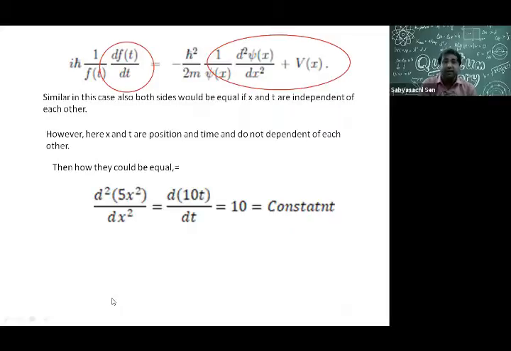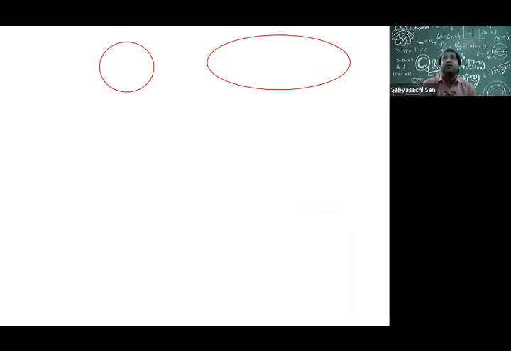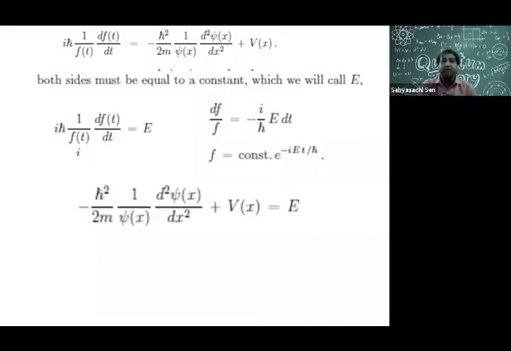So ultimately, my equation takes a form like this. If both sides produce some constant, so ultimately my equation would be like this. Okay, it was like this. It is again from the previous class.